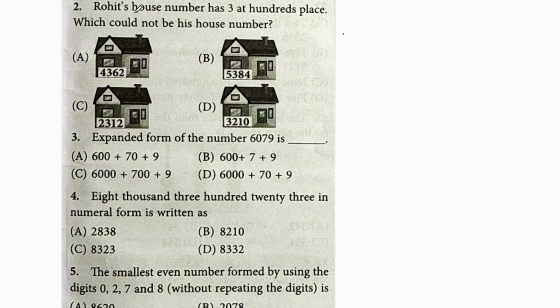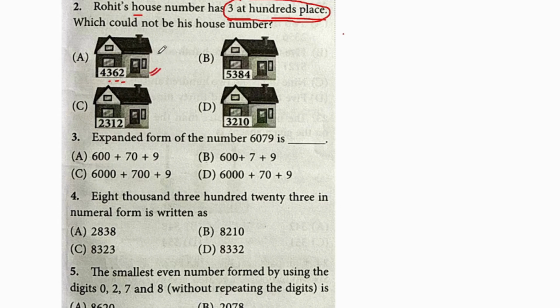Okay. Rohit's house number has 3 at hundreds place, which could not be his house number. Very simple. 3 at hundreds place. Let's find out the numbers which have 3 at hundreds place. Ones, tens and hundreds. 3 is at hundred place.